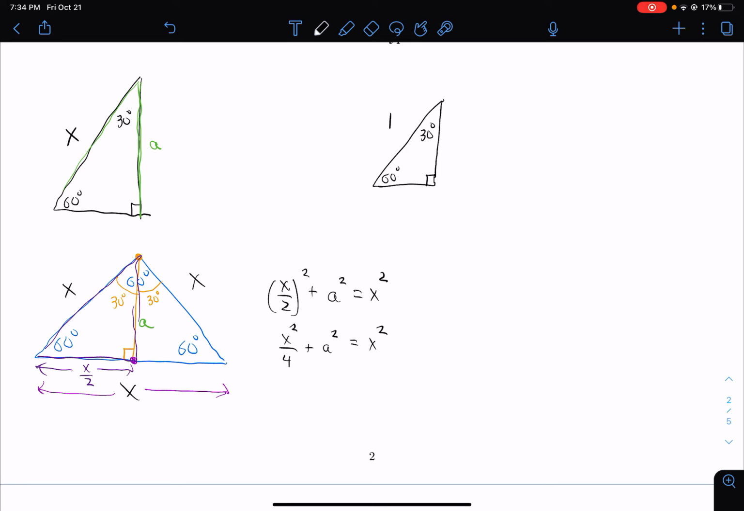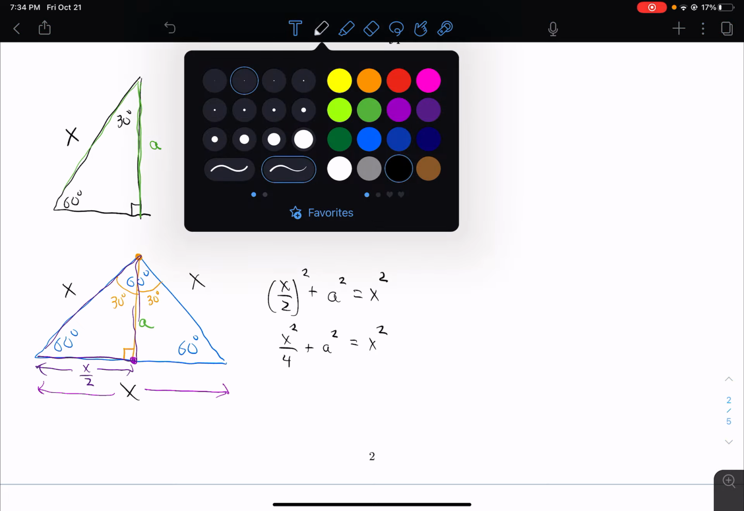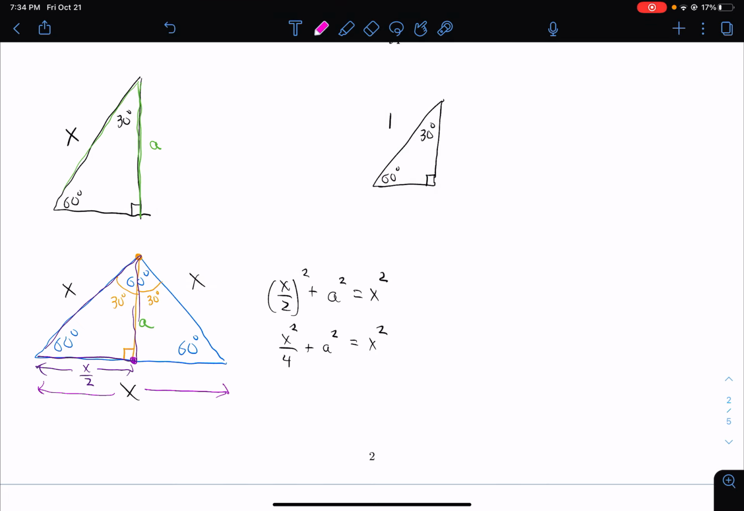Oh, in fact, one thing I should have labeled in my general picture is, I know what this base length is now. I got that was x over 2. So let's put that in. This length down here is x over 2. Okay, what's missing is I just got to figure out a. So Pythagorean theorem is helping me with that.